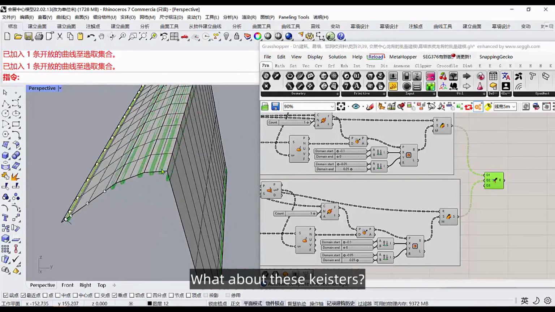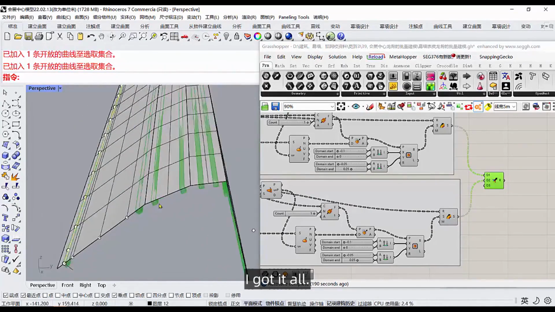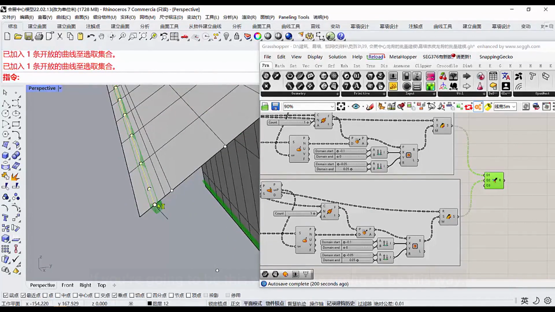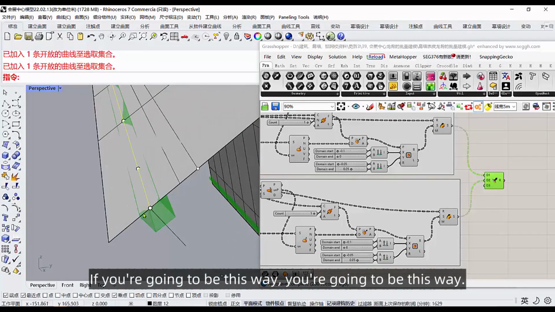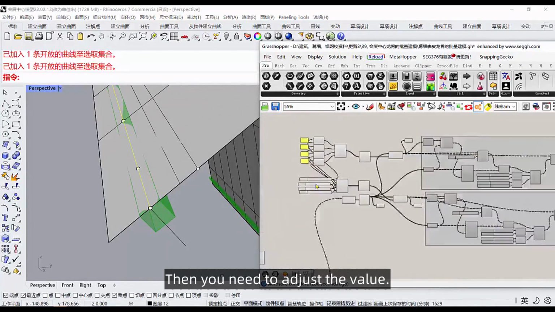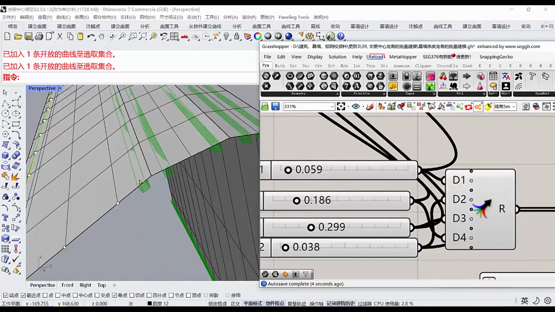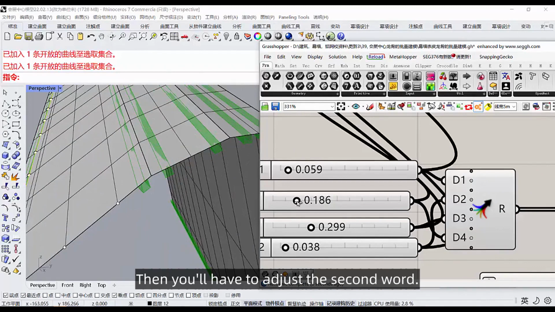What about these keels? I got it all. What about the location of this keel? If you're going this way, then you need to adjust the value. The first one, for example, you're going this way. You adjusted the first value. Okay, then you'll have to adjust the second one.